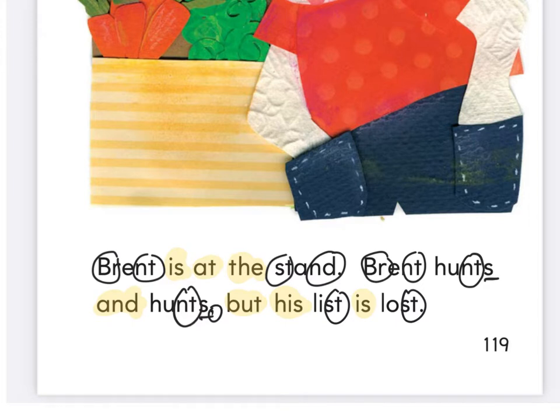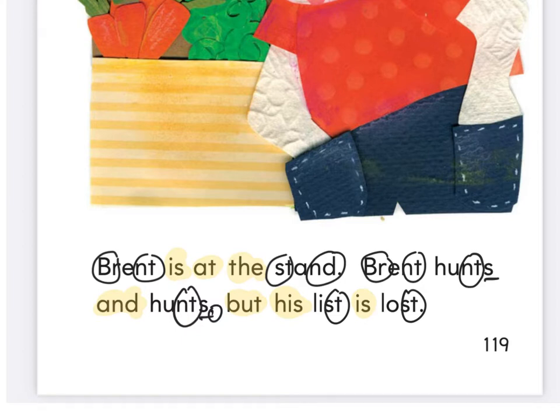Okay, practice reading this 3 times to yourself. Okay, ready to read together? Put your finger to that first word, Brent. Ready and read. Brent is at the stand. Brent hunts and hunts, but his list is lost.